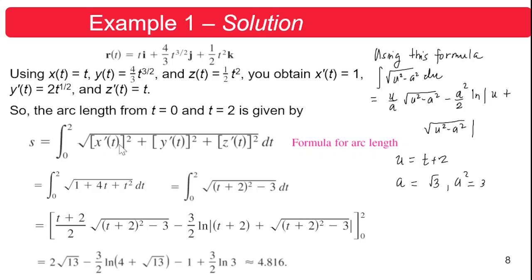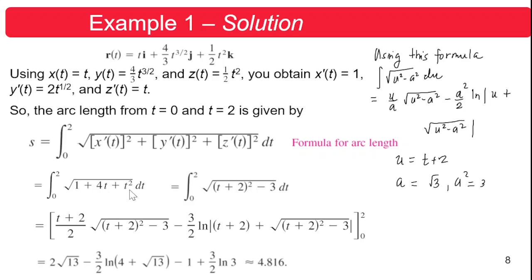So by substitution, x prime of t is 1, y prime of t is 2t raised to 1/2. So when you take the square, that's 4t, plus the square of the first derivative of z of t, which is t squared, times dt, where t is from 0 to 2.